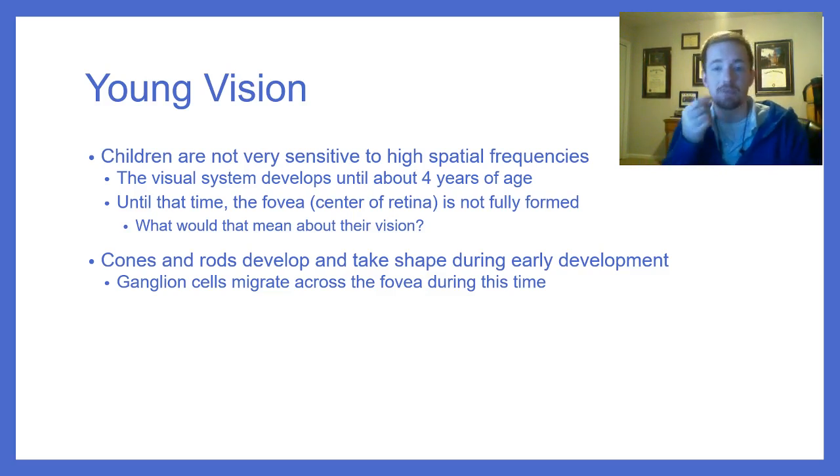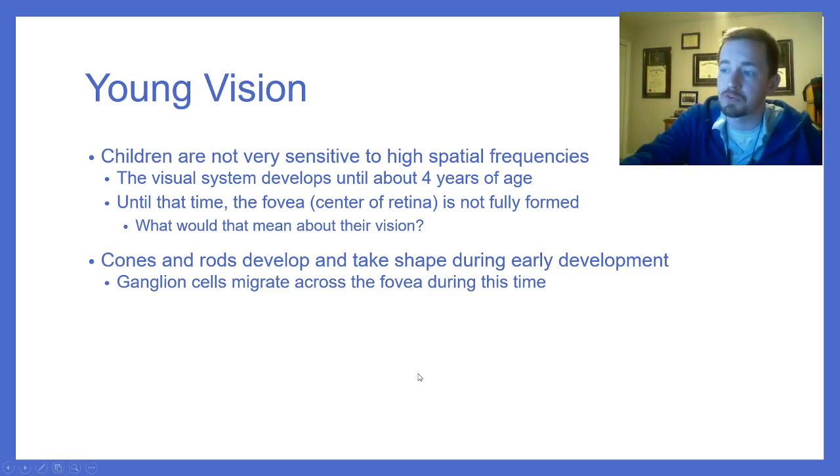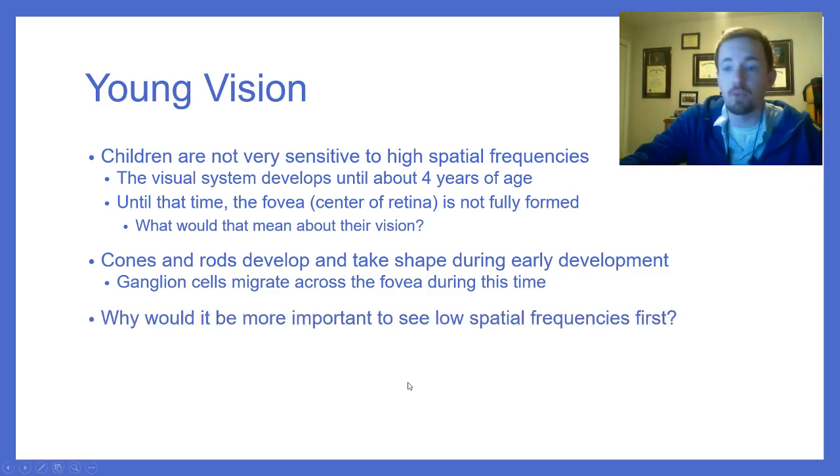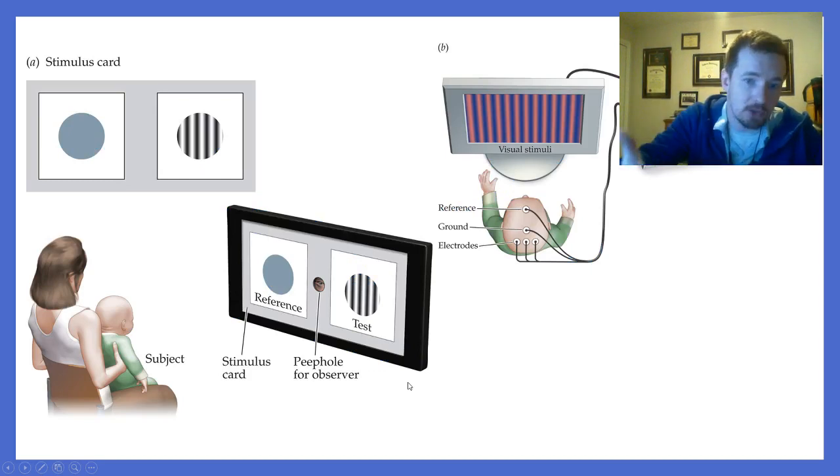So, the center of our retina, the fovea, hasn't really finished forming yet. And because of that, they're able to see big, broad shapes, but not really able to see fine details. We know that because we can look at the anatomy and we can see how cones and rods develop as we get older and how those things don't really finish forming until we're 4 years of age. But we also know this by looking at behavioral data.